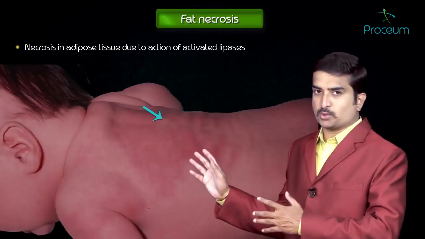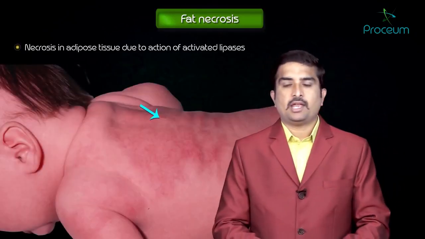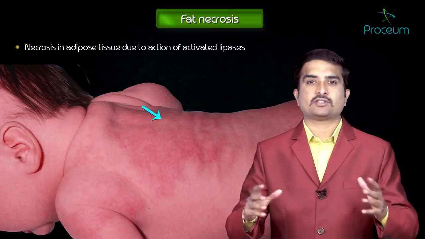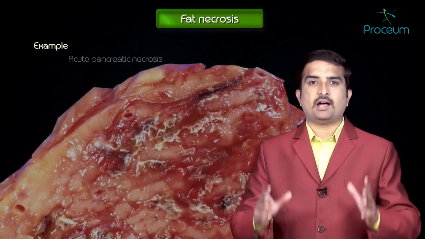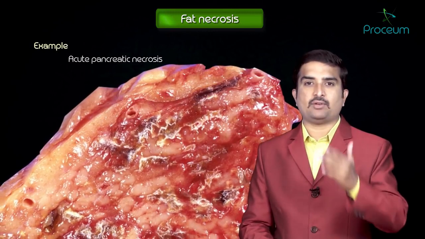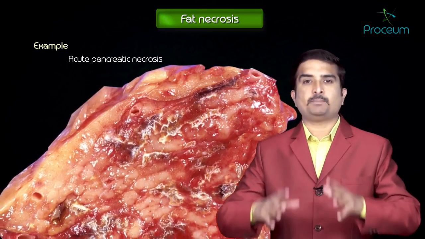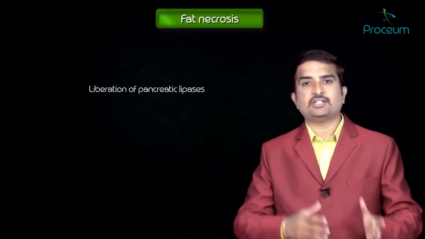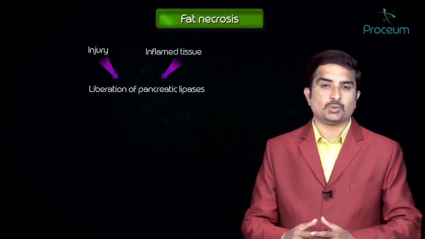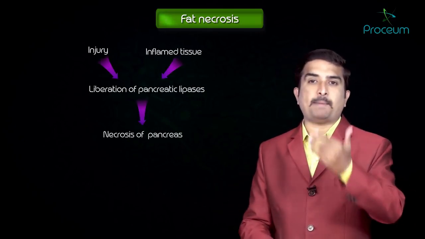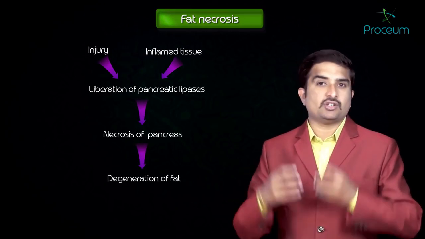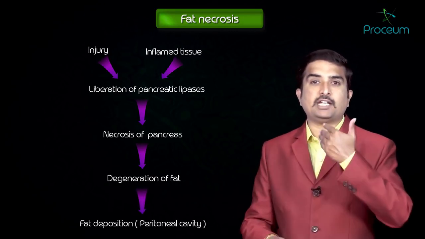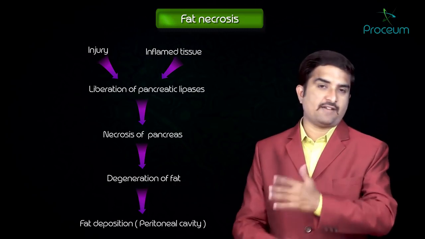And caseous necrosis may undergo dystrophic calcification. And the fourth type of necrosis is fat necrosis. Necrosis in the adipose tissue due to the action of activated lipases causes fat necrosis. The best example in this category is acute pancreatic necrosis. In acute pancreatic necrosis, there is liberation of pancreatic lipases due to injury or inflamed tissue, which results in necrosis of the pancreatic tissue that leads to degeneration of the fat located in the pancreas and finally leads to fat deposition in the peritoneal cavity.